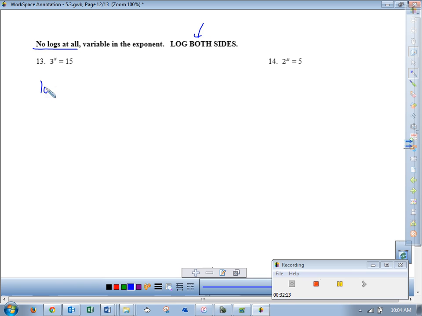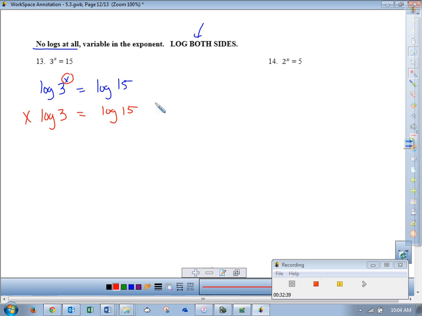So I will say the log of 3 to the x equals the log of 15. You log both sides. Why is that cool for us? Because I'm just doing the first one the long way. When you have log of 3 to the x, what can you really do with this guy right here? He comes down in front. So this is actually x log of 3 equals log of 15. Right?